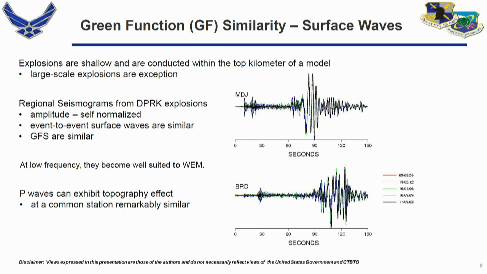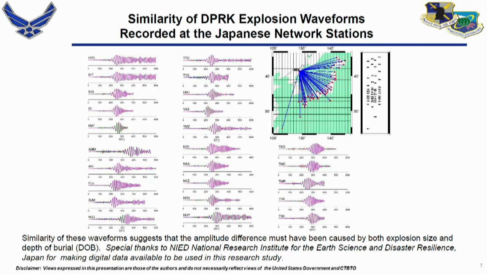Then here are some of the stations where we downloaded data from the Japanese high frequency network, brought the data in, and did the same thing. On the surface wave record, all are self-normalized, though. They sit on top of each other, basically telling me one thing: these events' relative depths were not significantly different, and as a result, the Green's function from source to the receiver is the same for a common path.